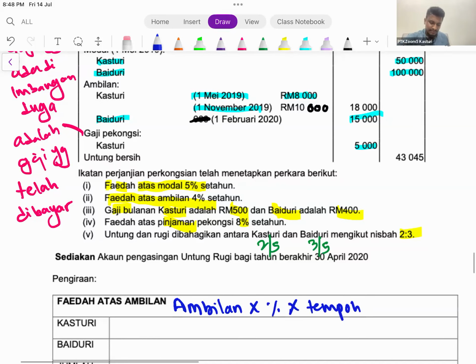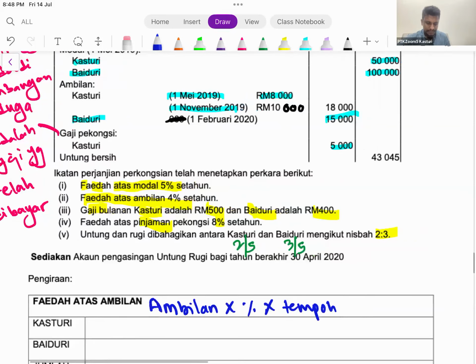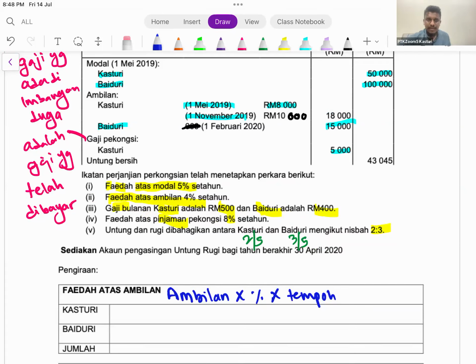Maybe for Baiduri I do for you lah. Okay, berapakah ambilan Baiduri? Ambilan Baiduri adalah 15,000. So saya ambil 15,000 darab dengan berapa peratus? Faedah atas ambilan adalah 4%. Hari ini tarikh berapa? 30 April 2020. You will close your account on 30 April 2020.